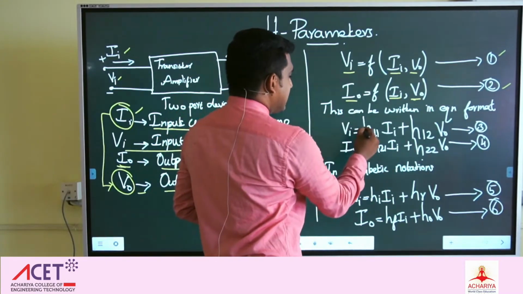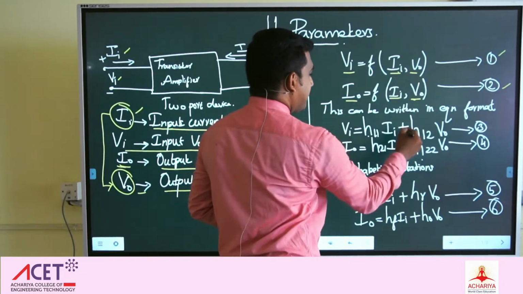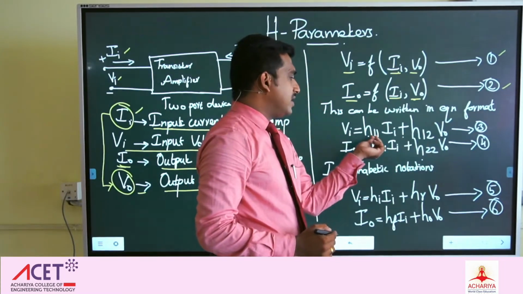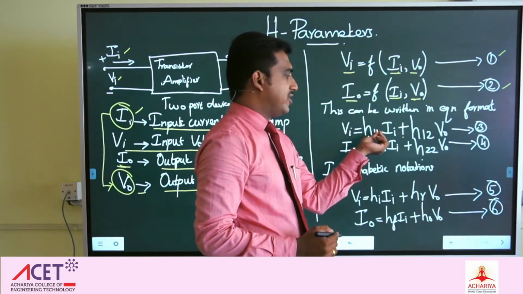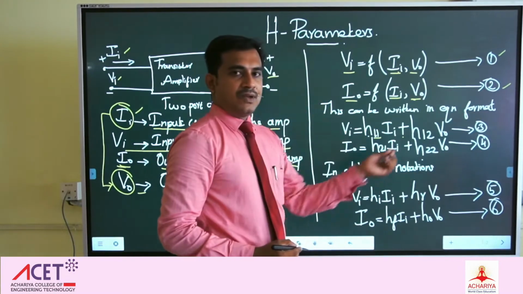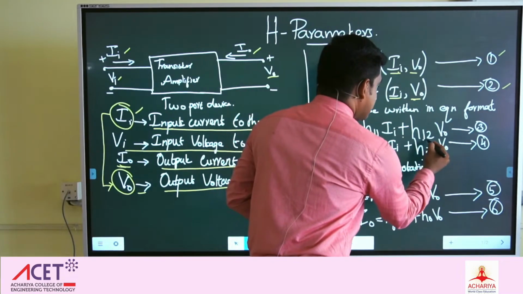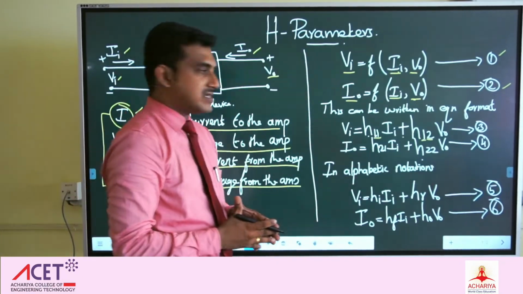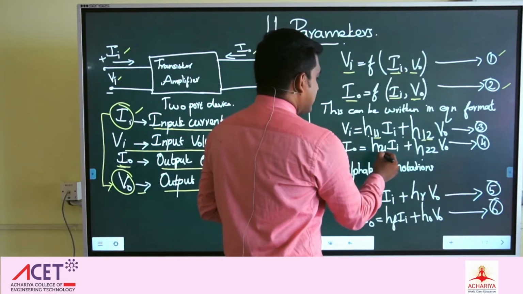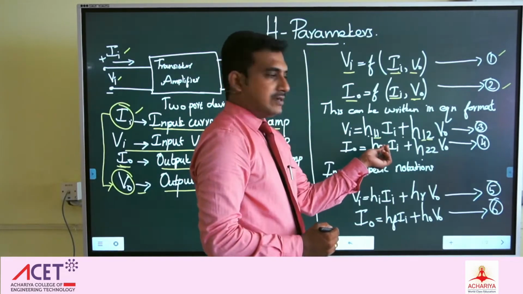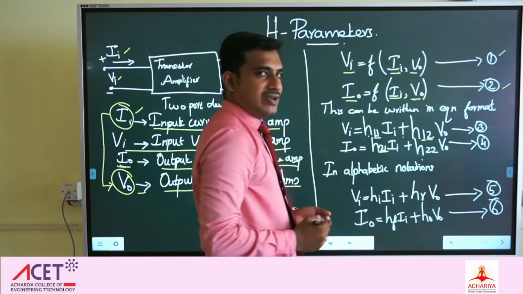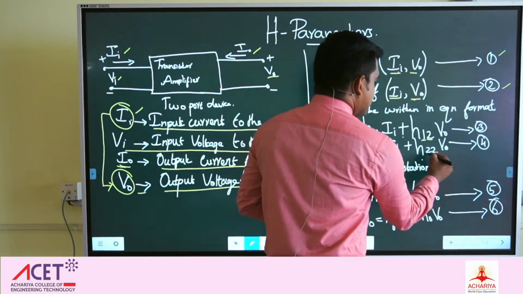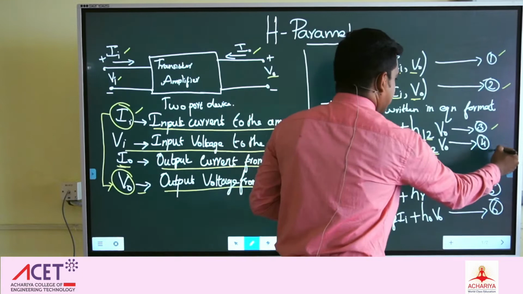Vi is equal to H11 into Ii plus H12 into V0. Why 11, 12? 11 means the first constant of the first equation. That's why we are putting it as 11. 12 means the second constant of the first equation. Similarly, the second equation can be rewritten as I0 is equal to H21 Ii plus H22 V0. 21 means the first constant of the second equation. That's why we are putting H21. H22 is the second constant of the second equation. Equation 3 and equation 4.